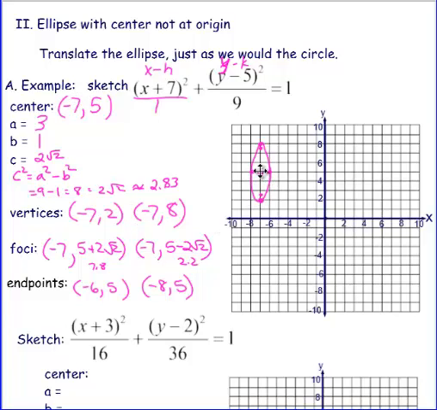So what I did is I plotted the center first, and then it makes it easier to move to the left, move to the right, move up, move down, and then identifying your foci in there as well. So that's how you would use the equation, finding all the parts, and then graph the ellipse.